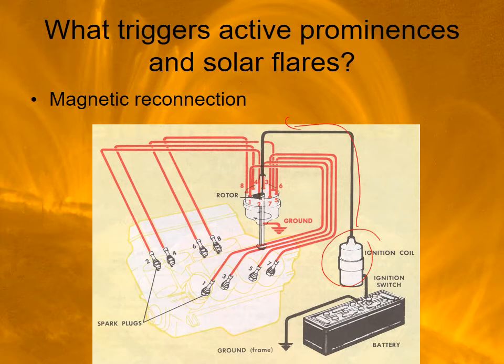In the old days, you had a distributor that used a spinning rotor to send that to whichever spark plug you needed. The modern way of doing it uses an electronic system, but you still have this high voltage spike, and it eventually comes from the ignition coil, the reconnection there of the magnetic field. And that gives you this giant voltage spike.